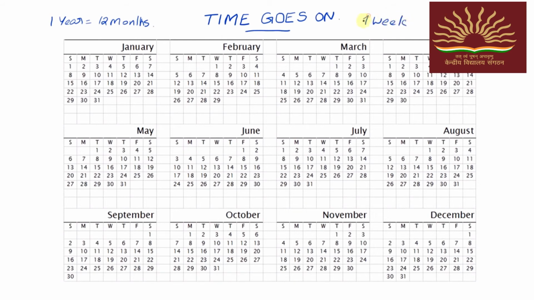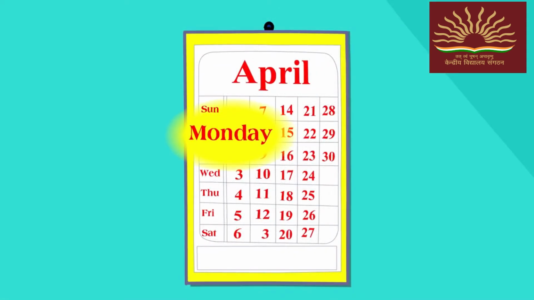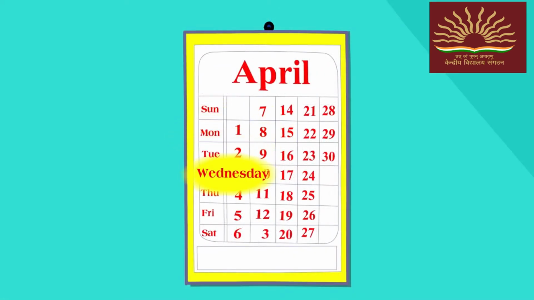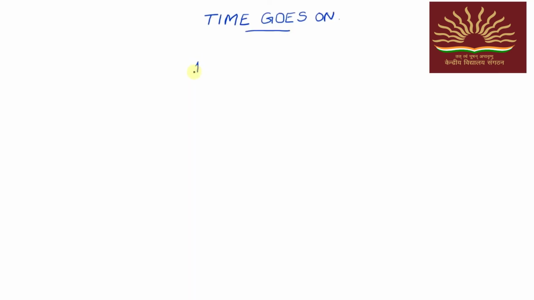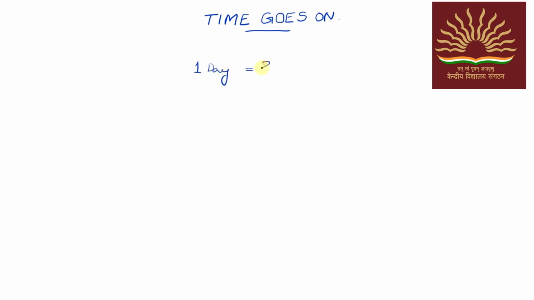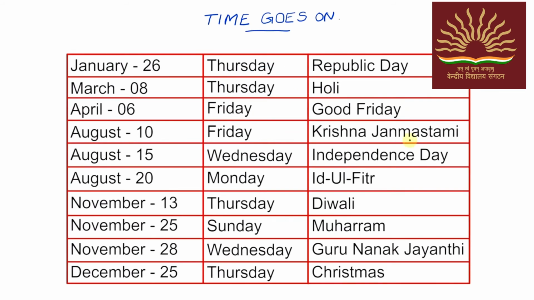A month is made of weeks. A week has 7 days: Monday, Tuesday, Wednesday, Thursday, Friday, Saturday and Sunday. A day is made of 24 hours. 1 hour is made of 60 minutes. On the calendar, we see some important festivals too. Here are 10 important festivals that you may see on the calendar of the year 2020.